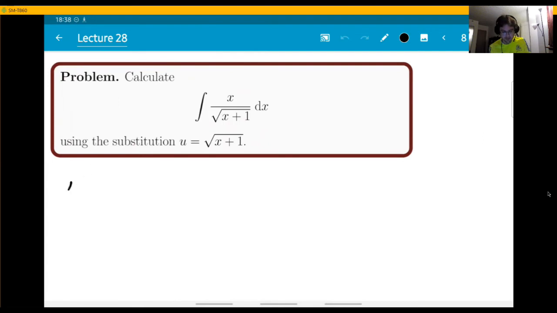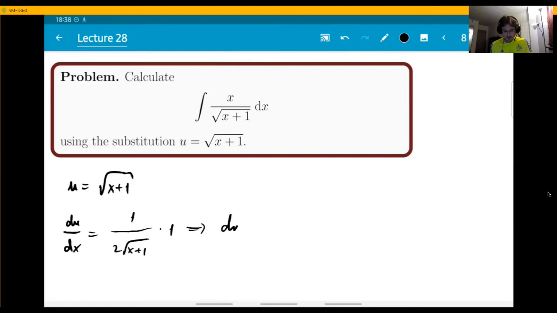So what's going to happen? We're going to use the substitution u equals square root of x plus 1. Let's find du dx. It's really not that difficult. You just have to take the derivative of square root of x plus 1. By chain rule, the derivative of the square root is 1 over 2 times the square root. And the derivative of the inner function x plus 1 is equal to 1. That's why I have this times 1 here.